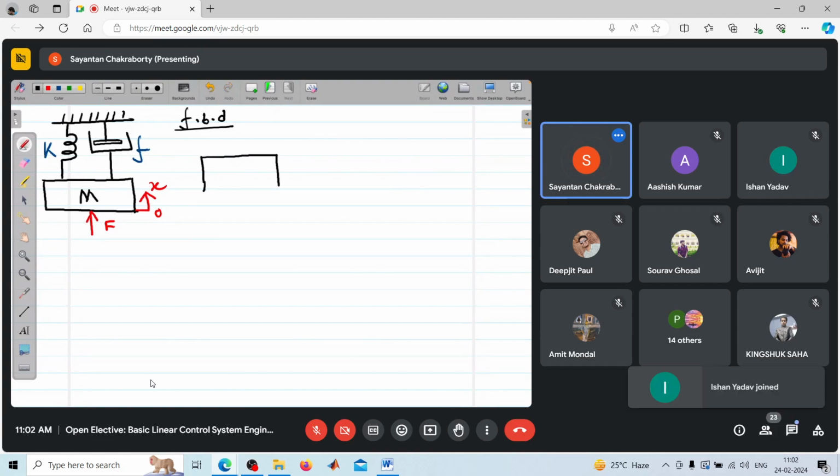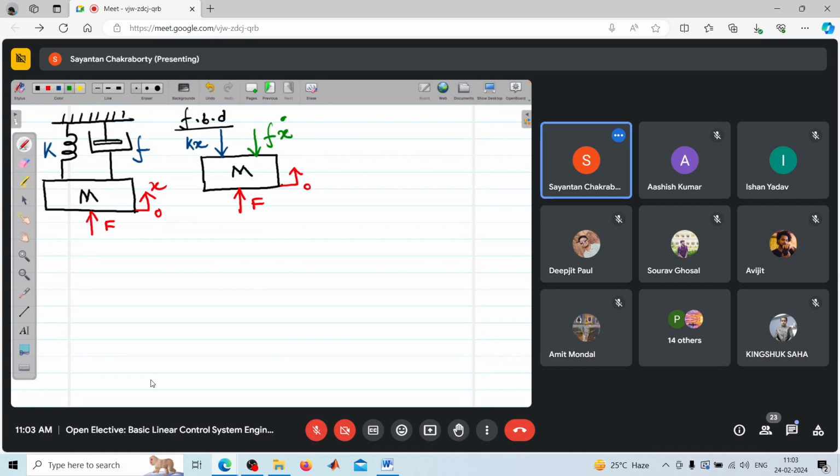Then what are the force components that are acting? F0, and we have this spring force kx, and this force F extra, and the displacement is x. All of you agree with this? Yes, sir.